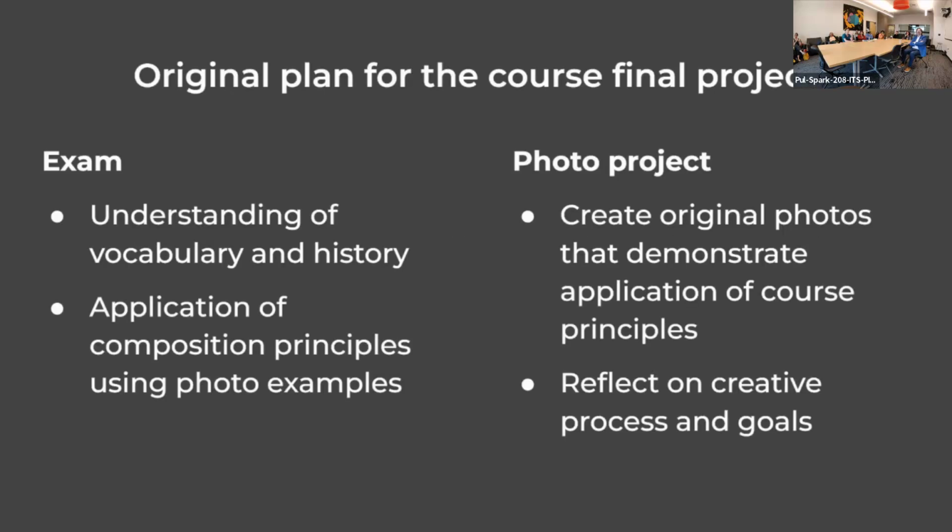And so initially I kind of just thought like, we'll do this course the same as our other classes. At the end, we'll have an exam that'll test vocabulary, history, application of composition principles and photos. And then we'll also do a photo project where they're applying those to something that matters. That's what I assumed. And of course that didn't work. I didn't want to do an exam. This was kind of before AI, but if you all remember, there were concerns about students cheating on exams in early COVID times. So we weren't really sure what to do about that.